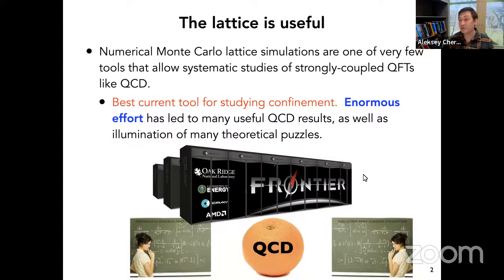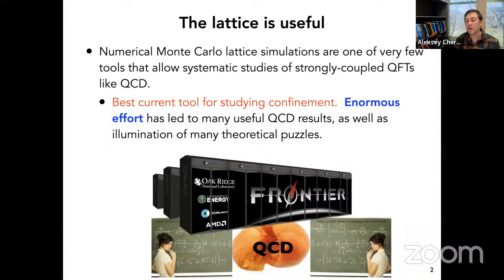So it is our best current tool for studying confinement, I would say. An enormous amount of effort over roughly the last 40 or 50 years, both in developing better computers, but even more importantly, in developing better algorithms, better ways of thinking about things, has led to an avalanche of really exciting QCD results that connect to experiment over the last few years. People have really begun to squeeze information about QCD out of these lattice approaches with real-world applications. It's very exciting.